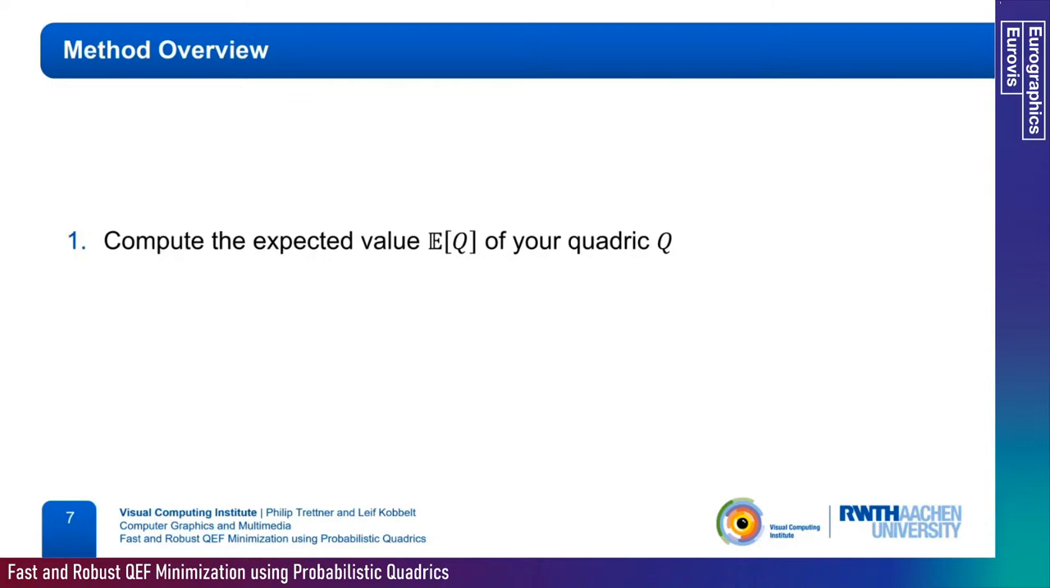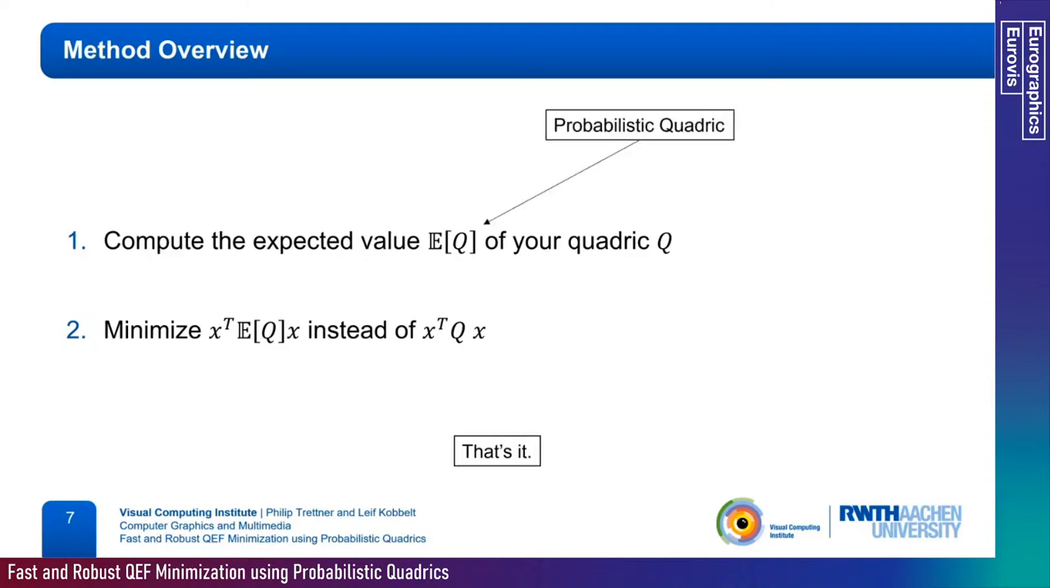Our method turns out to be surprisingly simple. First, you take your input quadric, which is a 4x4 matrix, and compute the expected value of it over your input uncertainty. Then, instead of using the input quadric directly, you minimize the quadratic distance over the expectation of the quadric. And that's it. That's all you need to apply our method. This expectation over a quadric is what we call the probabilistic quadric.